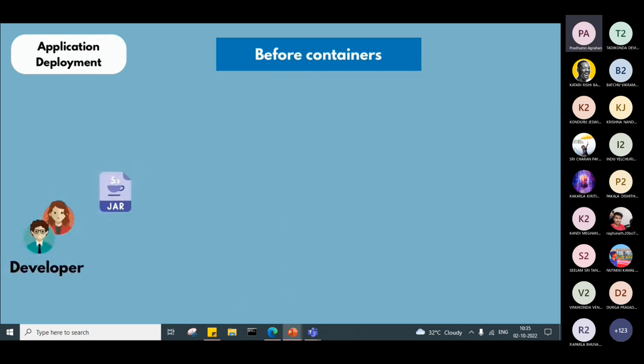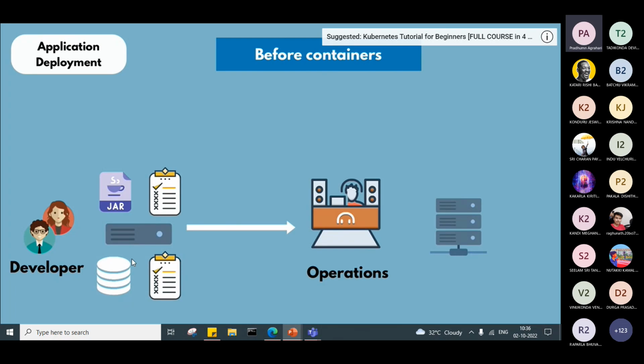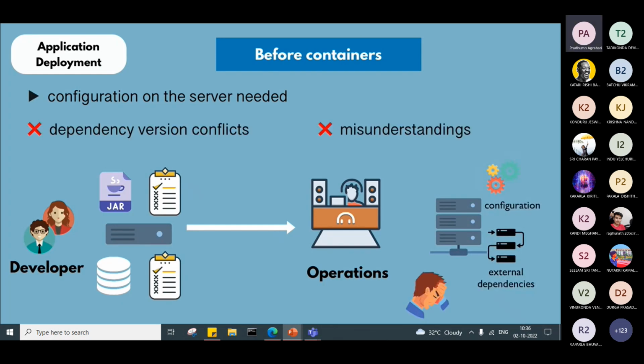So once this is created, again it's explaining what is happening before the container. You see this is a list of what the dependencies are and what the version is. Then some dependencies for this database move to the operation side. Then they are trying to configure the server so that everyone should use it. But sometimes there will be a dependency version conflict or some misunderstanding.